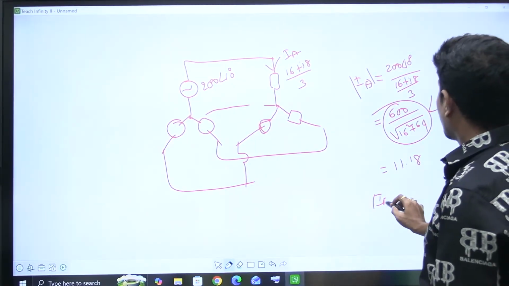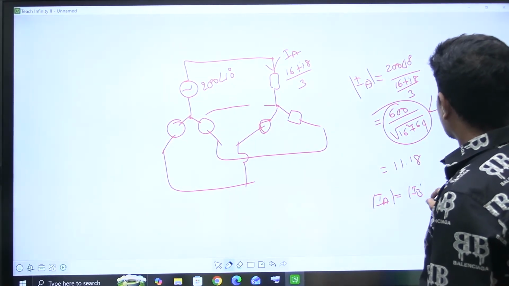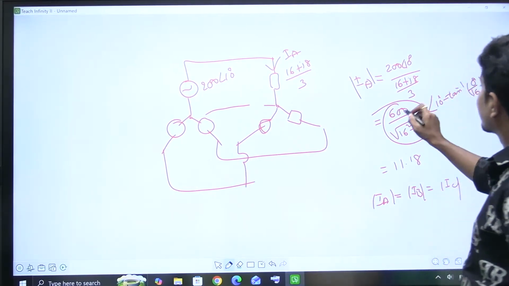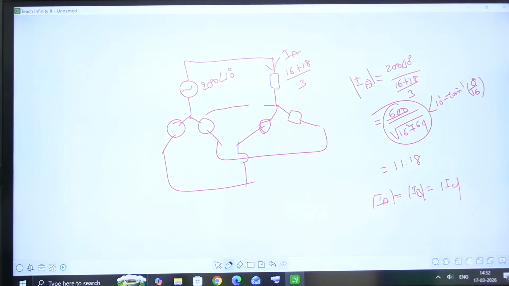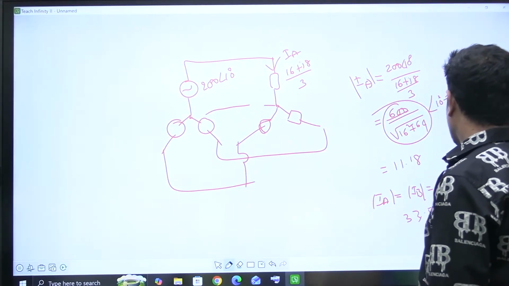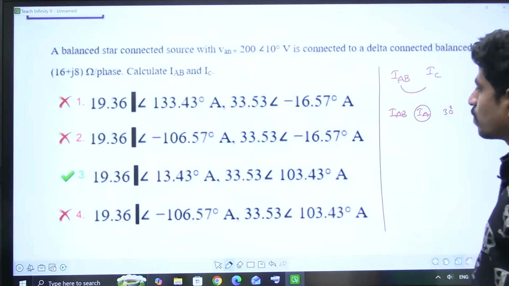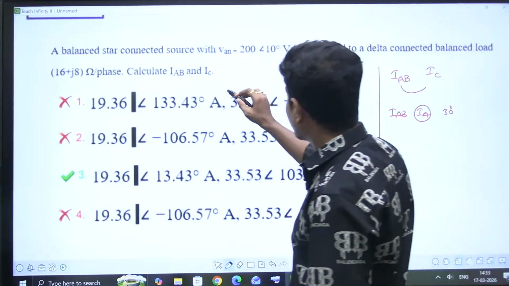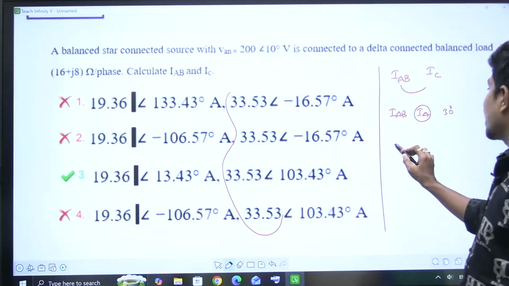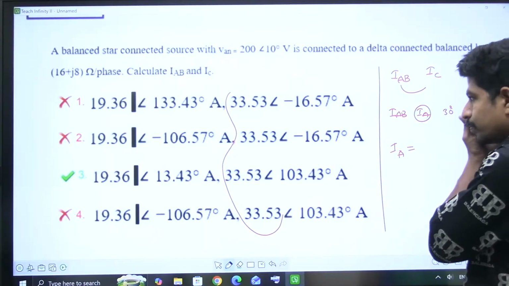The magnitude of IA must be equal to the magnitude of IB, which must be equal to the magnitude of IC. So it is 600, sorry, I took it wrong. I took 200 divided by 17.88, but it is 600 divided by 17.88. Yes, it is 33.55. So 33.55 amperes is IA, whose magnitude is equal to IB and IC. All options have the same current IA. So how much did we get for IA?